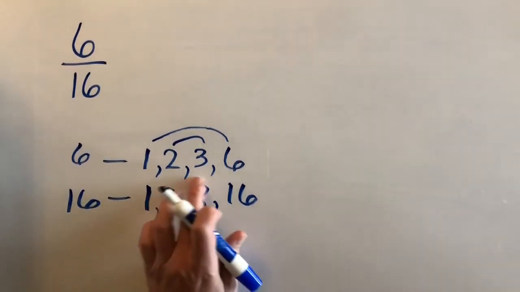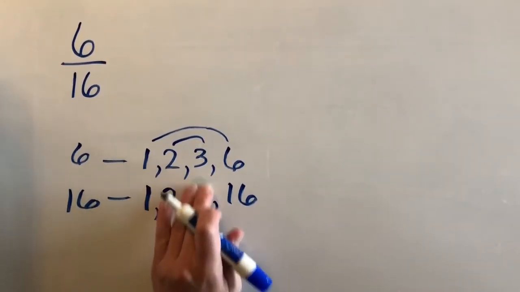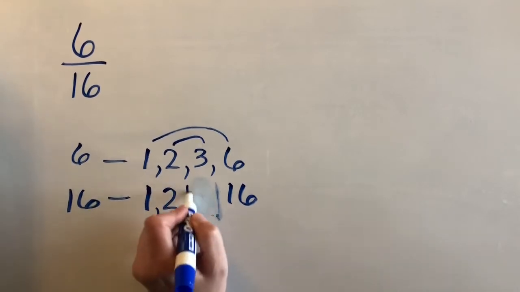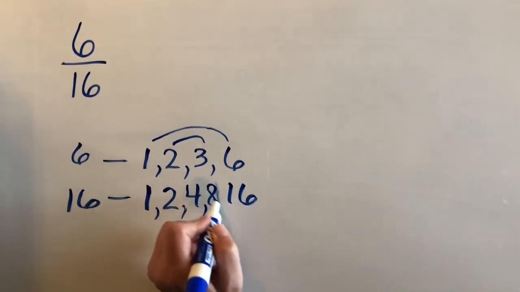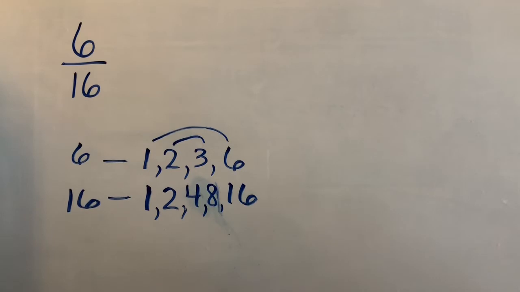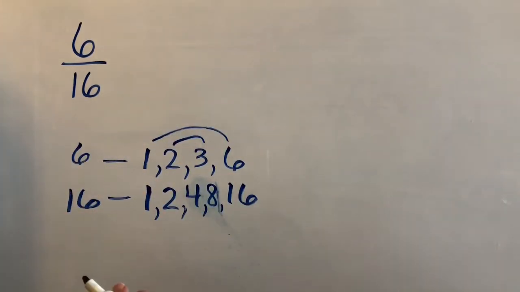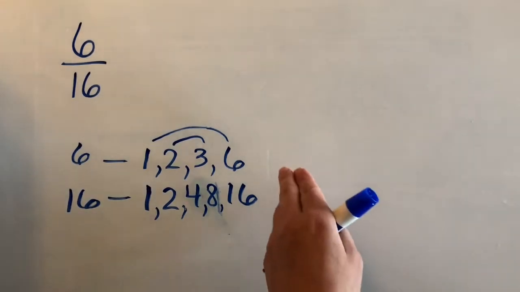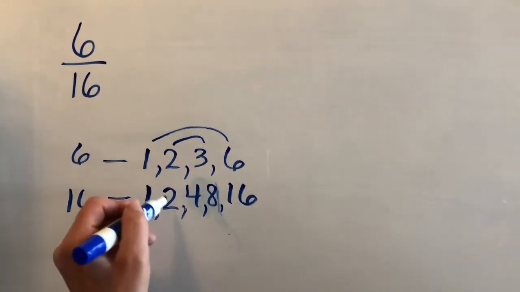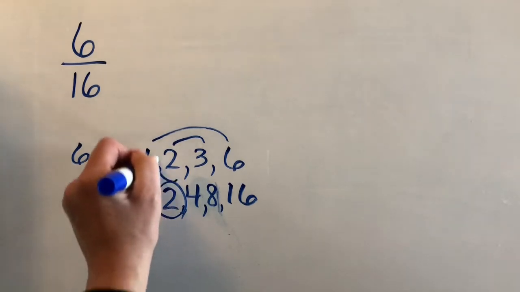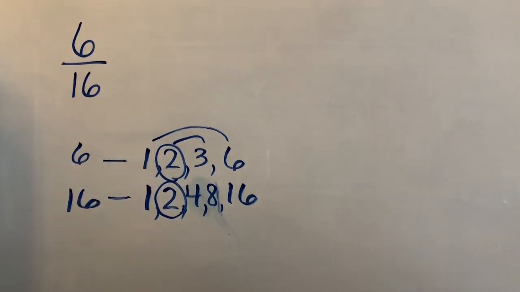Oh, and I forgot 4 right in the center. So I'm going to erase it, because 4 times 4, of course, is 16. So now that I have my factors, the next thing you're going to need to do is find the greatest common factor. So which number right here is the greatest one that they have in common? So obviously if you look here, the only number actually they have in common is 2. So that is the greatest common factor.